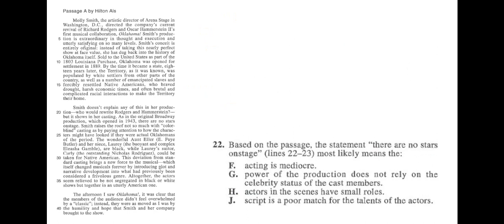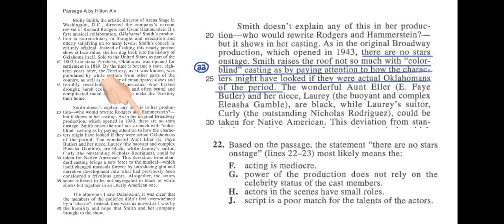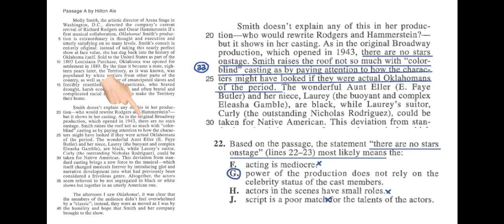Number 22, based on the passage, the statement, there are no stars on stage, lines 22 to 23. So we find that here, right? There are no stars on stage. Smith raises the roof, not so much with the colorblind casting as by paying attention to how characters might have looked if they were actual Oklahomans in the period. So it's not F. It has nothing to do with the quality of the acting. The power of the production does not rely on celebrity status. That would definitely be it, right? Because it's not about the scenes that have small roles. It's not a poorly matched script for some actors. So it's definitely choice G.